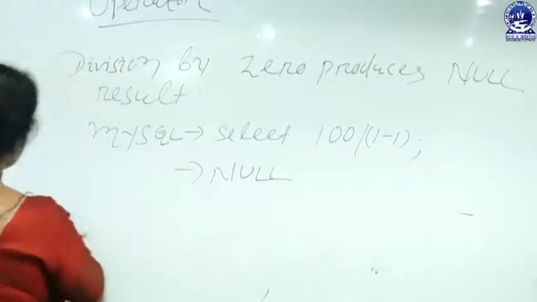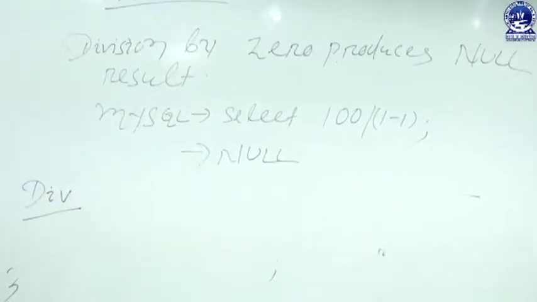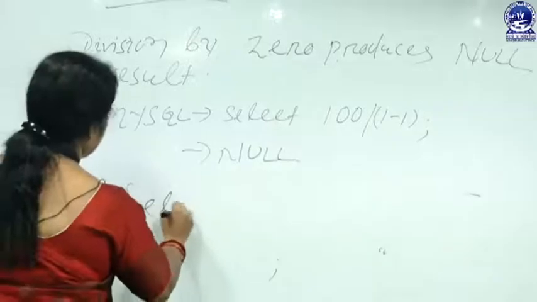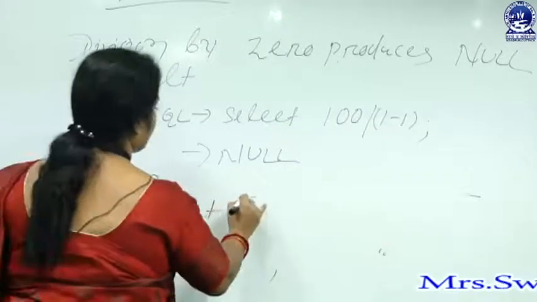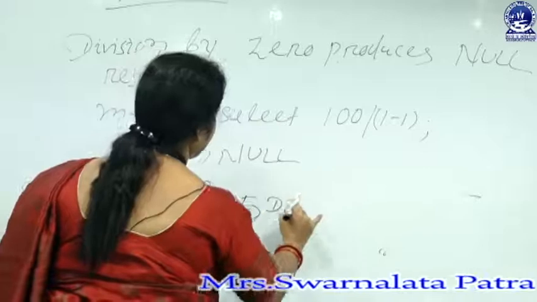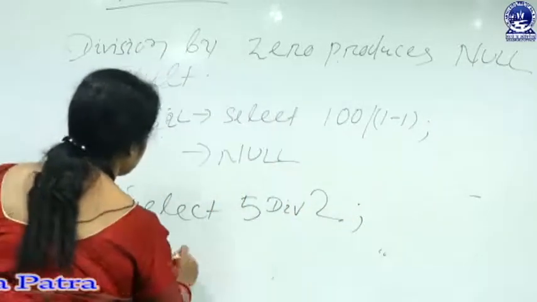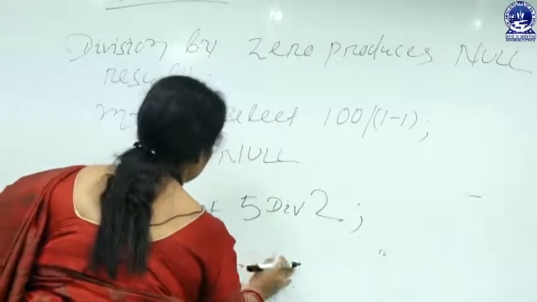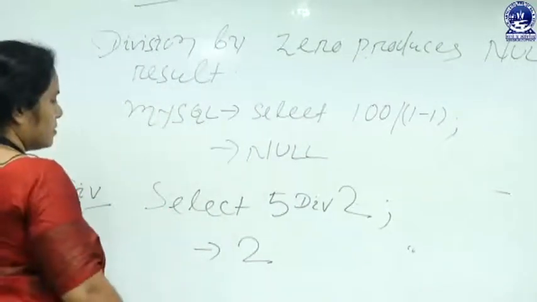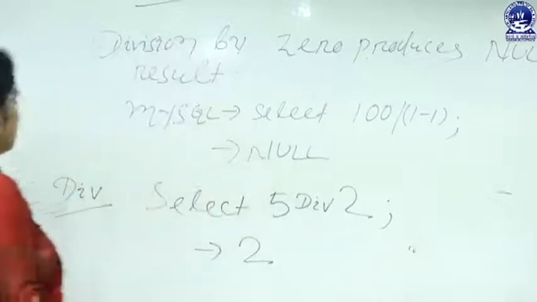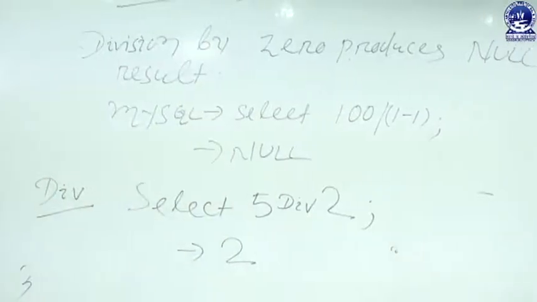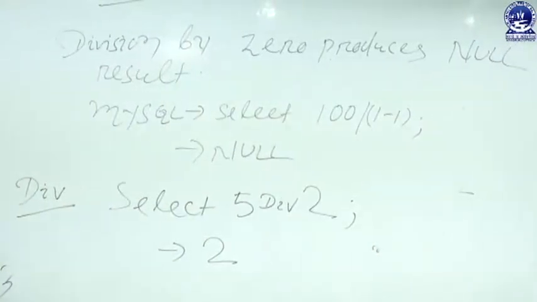Next, the DIV division operator. Select 5 div 2 semicolon, that will produce only the result 2. Here the decimal point is removed. This is all about the arithmetic operator.